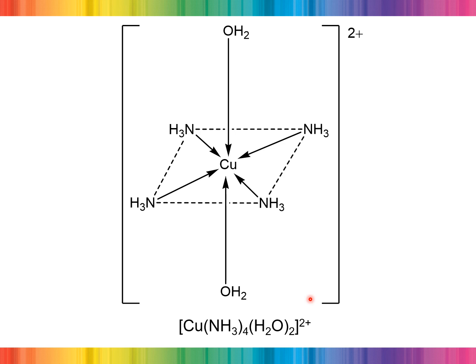Interestingly, you will see how the water is drawn with a very long arrow here. There's a reason for it, but you don't need to know that. It's not in your syllabus at all. It is also not required for you to memorize where to position the ammonia and the water. As long as you know there are 4 ammonia and 2 water in an octahedral fashion, that will be good enough. You don't have to worry too much about how to position the ligands.